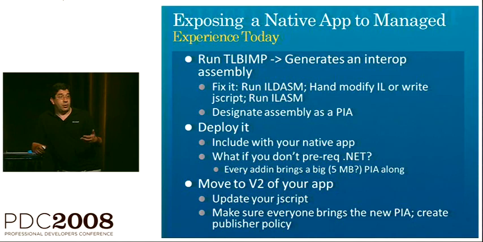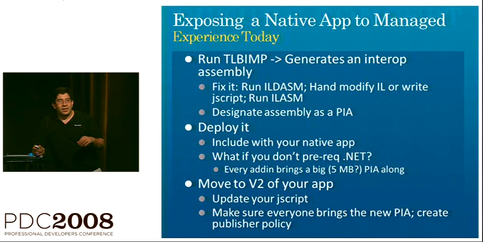First, you write your native app and you want to have some COM exposure to it. You're going to run tlbimp, and that's going to generate an interop assembly. Now, let's say you did something crazy, like you used a pointer that was really an array. Tlbimp will generate the wrong code. So then you're going to have to run ildasm and hand modify the IL. How many of you here actually even know IL? Wow, that's actually pretty good. Okay, well, for the rest of you, this is a fairly miserable process. I assume that even the ones of you who know IL probably don't really like changing it.